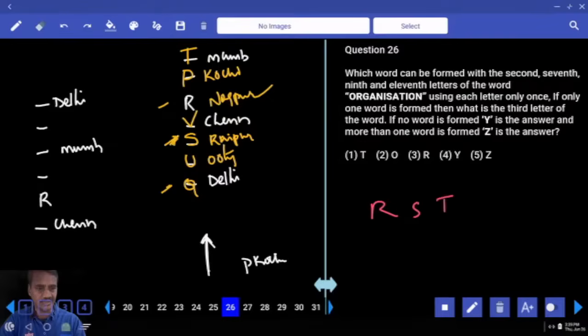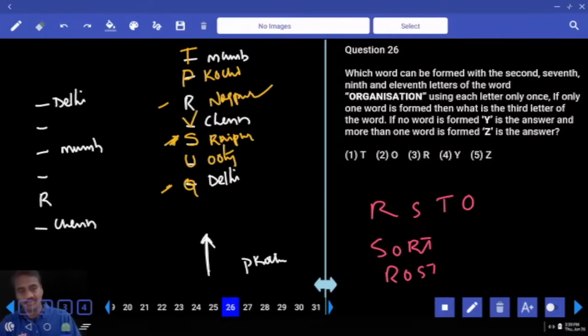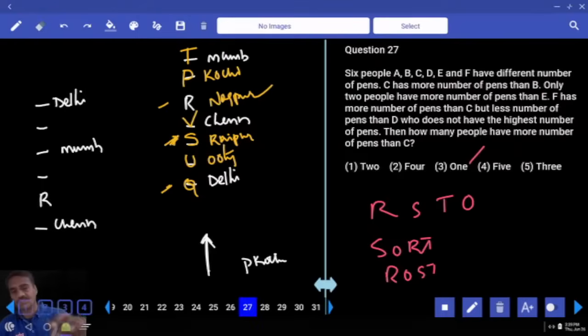9, T and O. Now with the help of this, what are the words that can be formed? S-O-R-T, sort is a word that can be formed. And the next one, R-O-U-S-T, roust is also another word. Clear? More than one word can be formed, so the answer is the choice 'more than one word'.